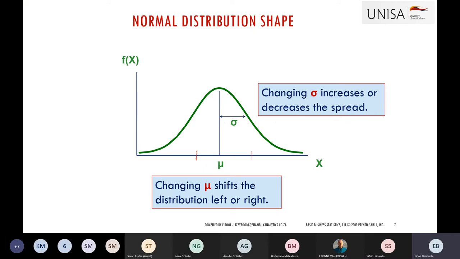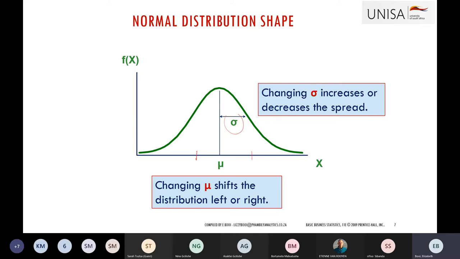And if the mean is there, it will move to the right. So changing the value of your mean shifts your distribution from left to right. Changing the value of your standard deviation will either flatten your curve or make it taller.